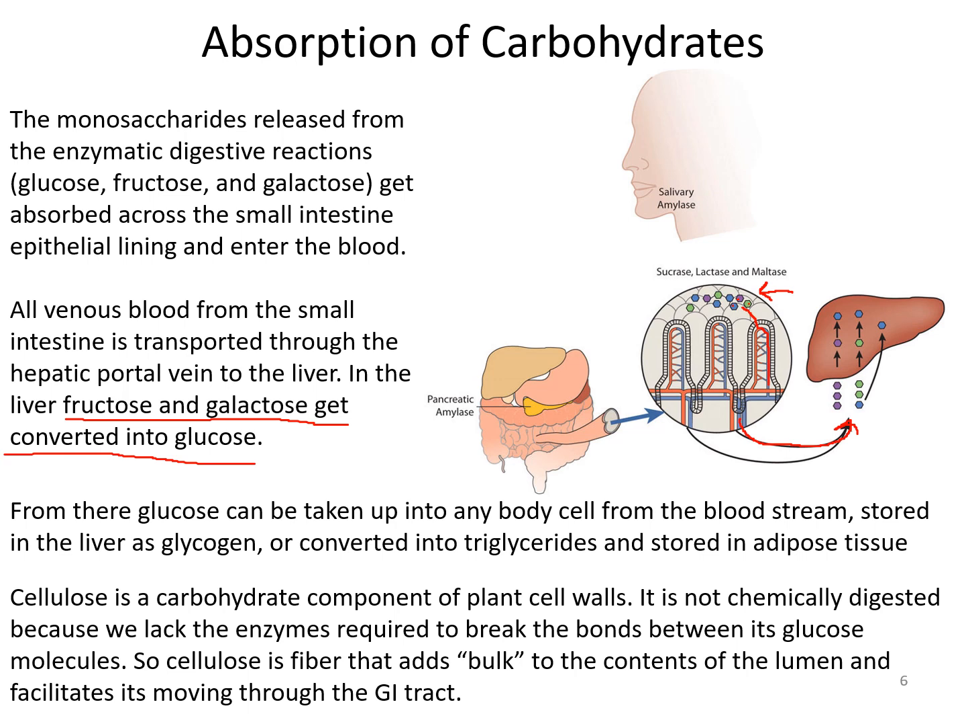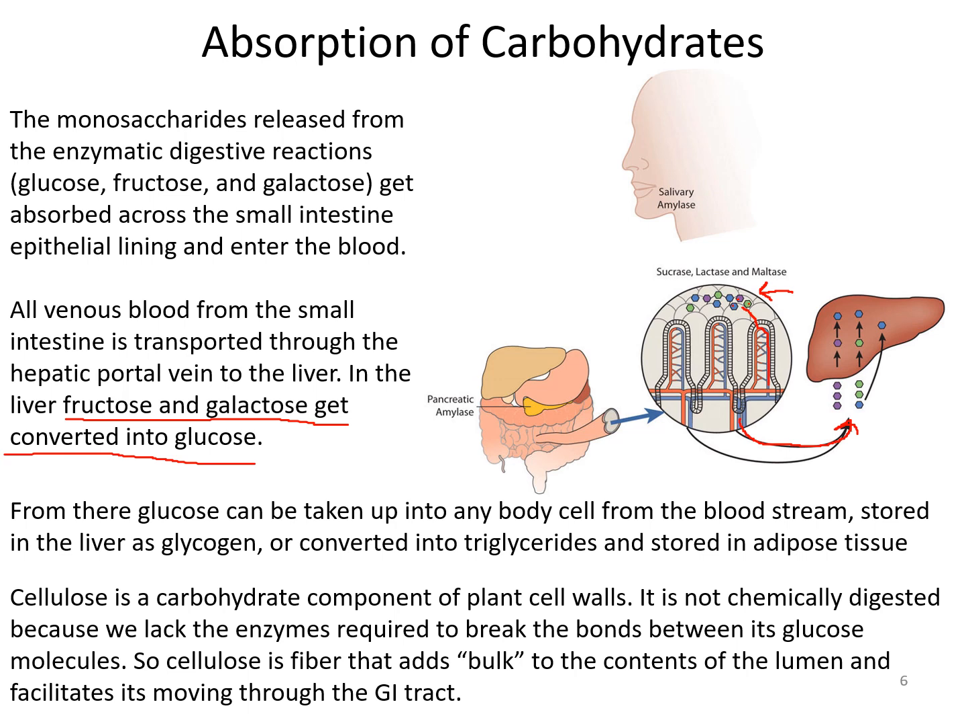Cellulose is a carbohydrate component of plant cell walls. It is not chemically digested because we don't have the enzymes to do it. So cellulose is essentially non-digestible, and it serves as a kind of fiber because it will stay in the GI tract and add content to the lumen. That facilitates water moving into it, and that then facilitates movement of the GI tract.